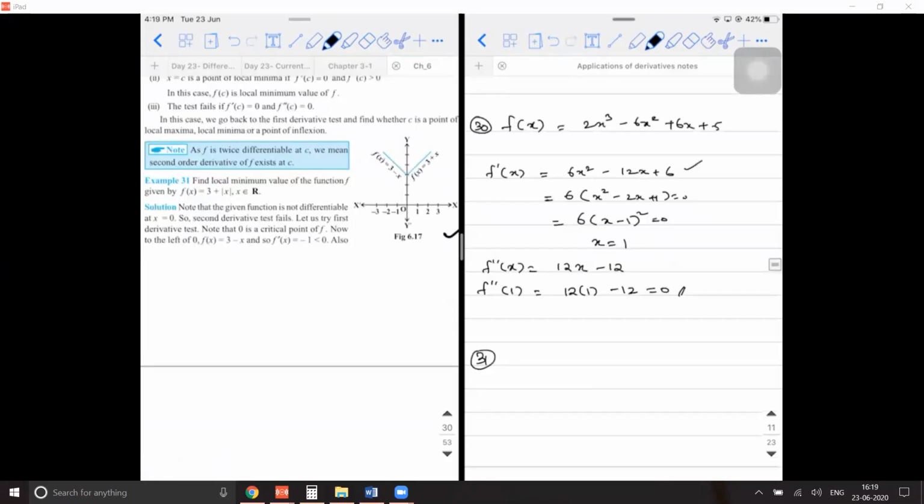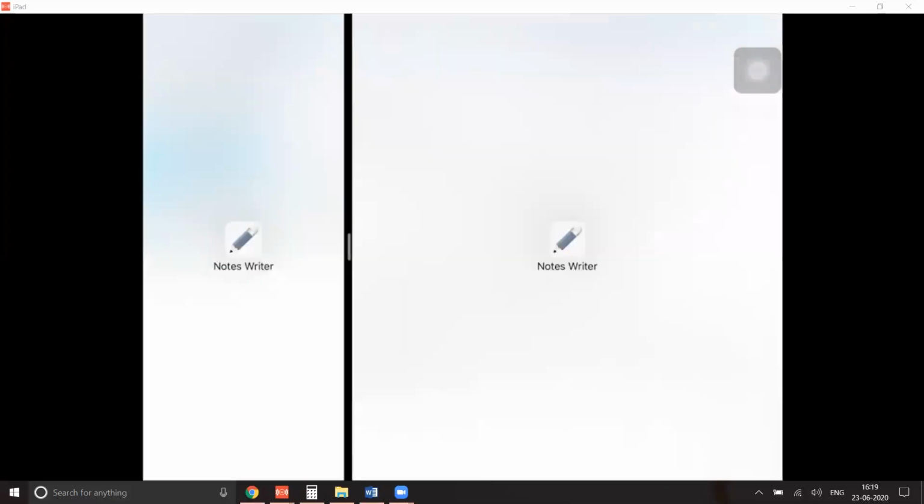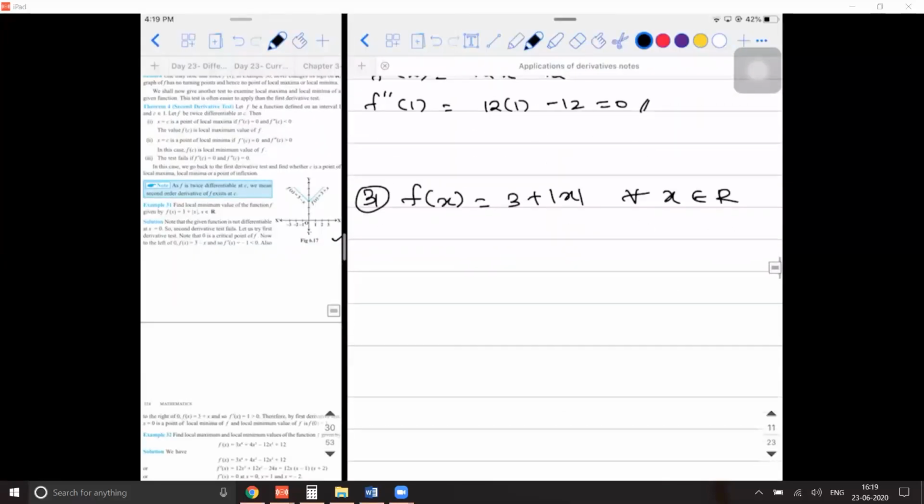Okay. So look at the 31st question. The function f of x is equal to 3 plus mod x for all values of x that belongs to R. So 3 plus mod x means, how do I define the function? Let's not look at the solution. How do I define the function in the first place? So wherever mod x comes, what is the first thing we are supposed to do? Minus plus. So split the function and write it.